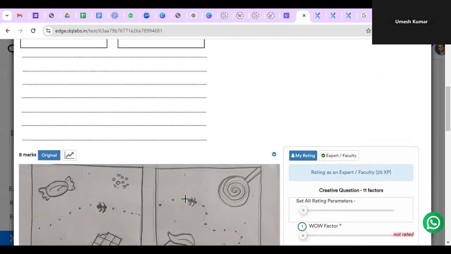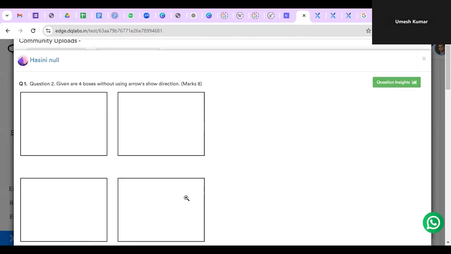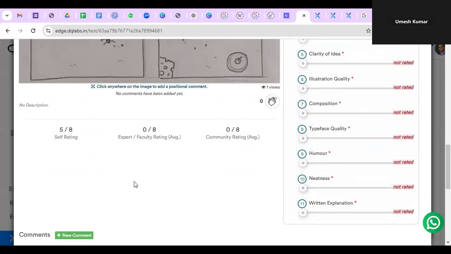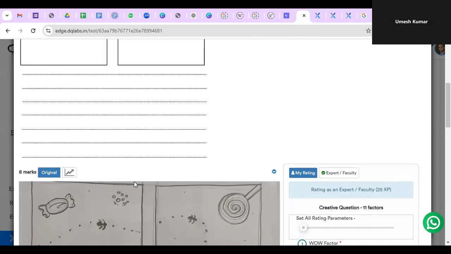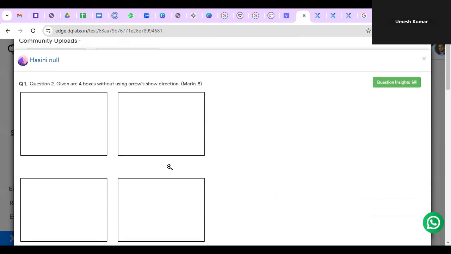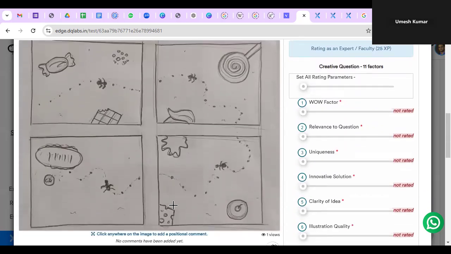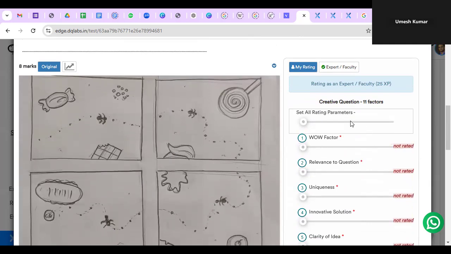8 marks. They also gave some text box to write. Did you write something? You should write. In the question, they haven't mentioned anything, so I was not sure. But if there are dotted lines, it indicates that you should be writing. Okay. All right, so this is a creative way of doing it.